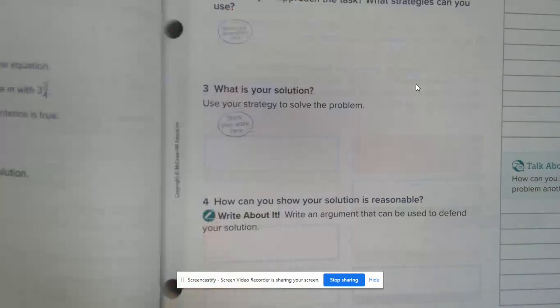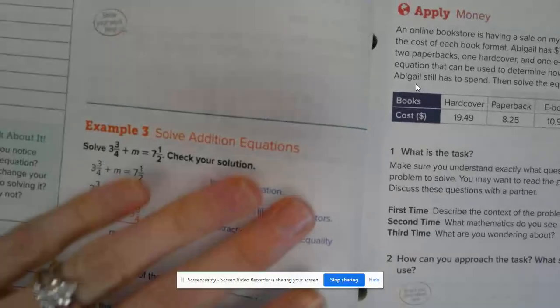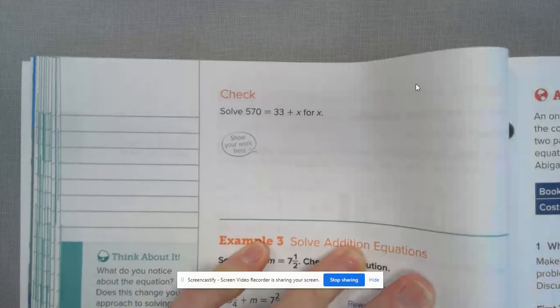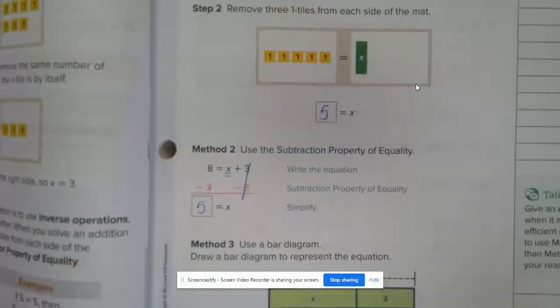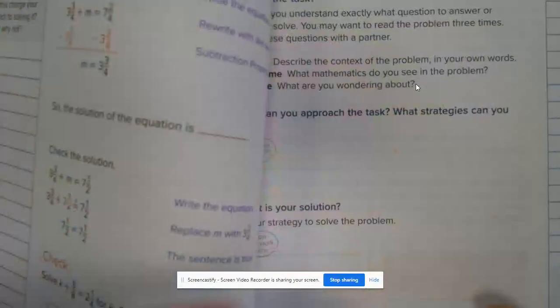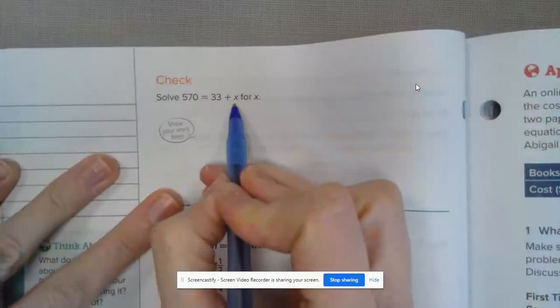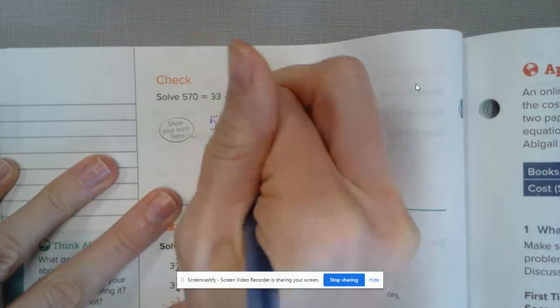We are on page 346 where it says check. So we have 570 equals 33 plus x. I'm going to go ahead and use method 2, which was use the subtraction property of equality. So I want to get x by itself. So I have 570 equals 33 plus x.